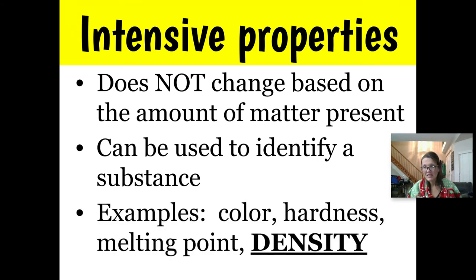Some examples would be things like color. For example, if we're looking at a blue solid, and you have 1,000 grams of that blue solid, it looks a little bit different than if we just had 10 grams because of the amount. But at the end of the day, it's the same blue, right? Or the hardness. If you had 2 pieces of marble, even though one was tiny and one was large, they would still have the same hardness.